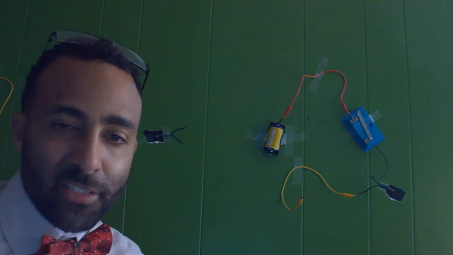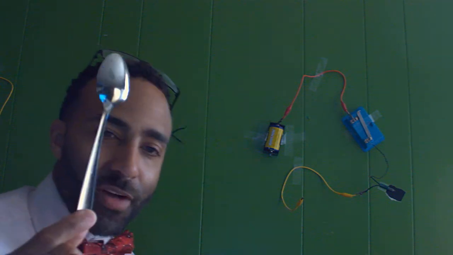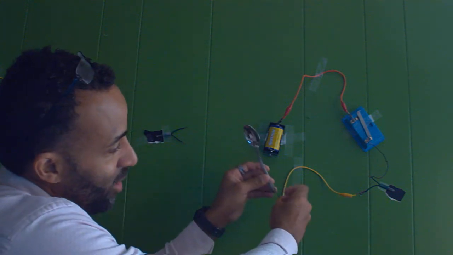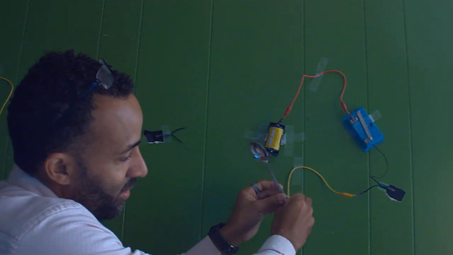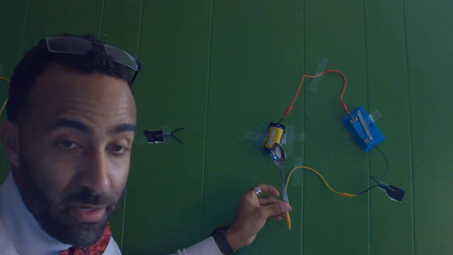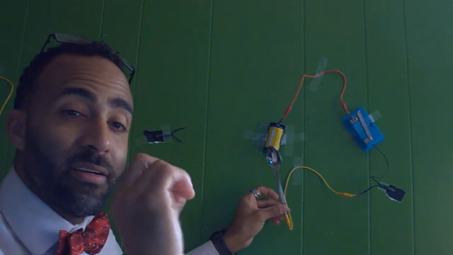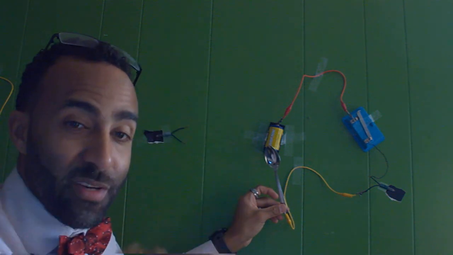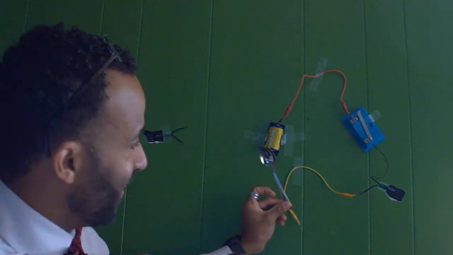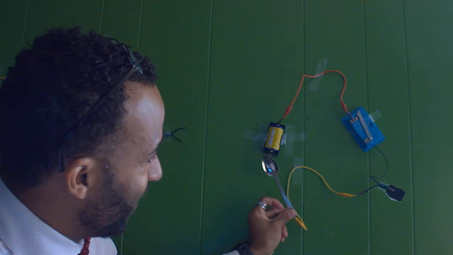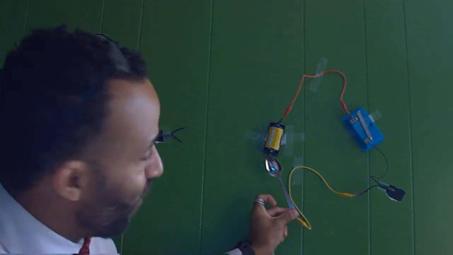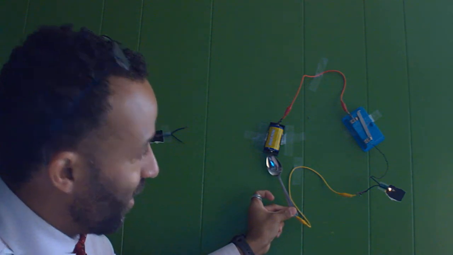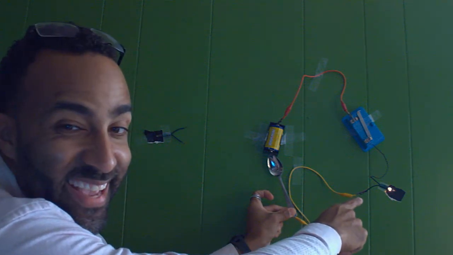Let's try something really long. Let's try a metal spoon, a really long metal spoon. So I'm going to clamp this all the way at the bottom. Okay, I wonder if length has something to do with it. So if you think it's a conductor, do number 1. If you think it's an insulator, do number 2. Are we ready? Okay, here we go. 5, 4, 3, 2, and 1. Whoa, look at that. It is a conductor.